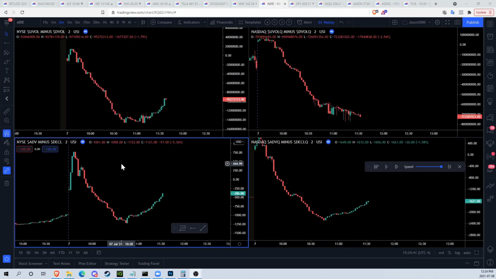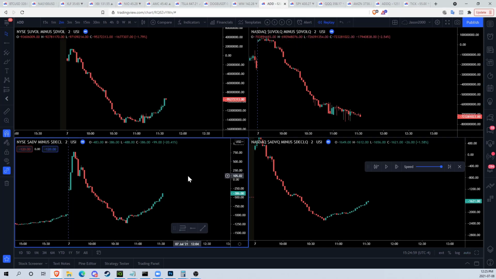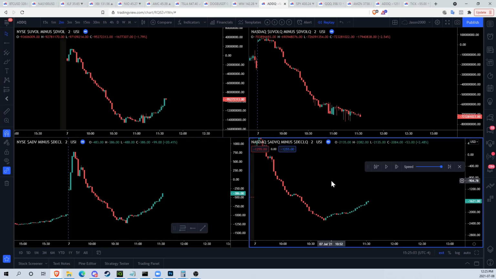All right, so now we're looking at our New York Stock Exchange data on the left, NASDAQ data on the right. Up here we have up volume and down volume for both sides. I will say that the NASDAQ side of things never really seems to be that accurate, especially when I compare it to data in other platforms for this particular data set. And down here we have advancers and decliners for our New York, and for our NASDAQ.